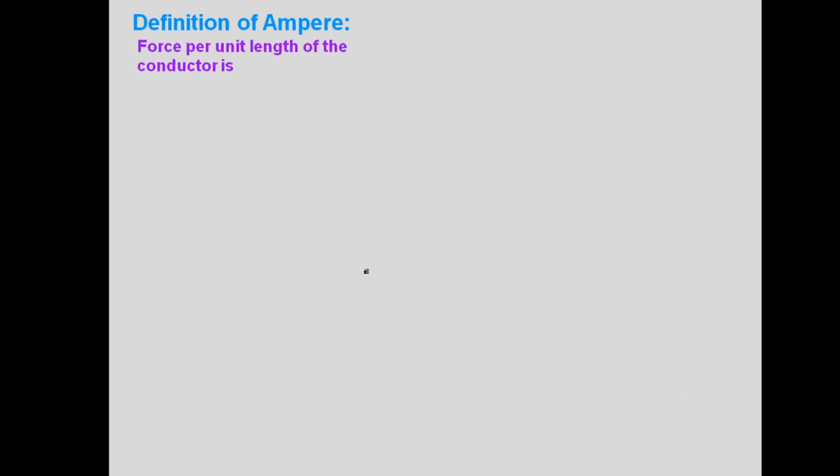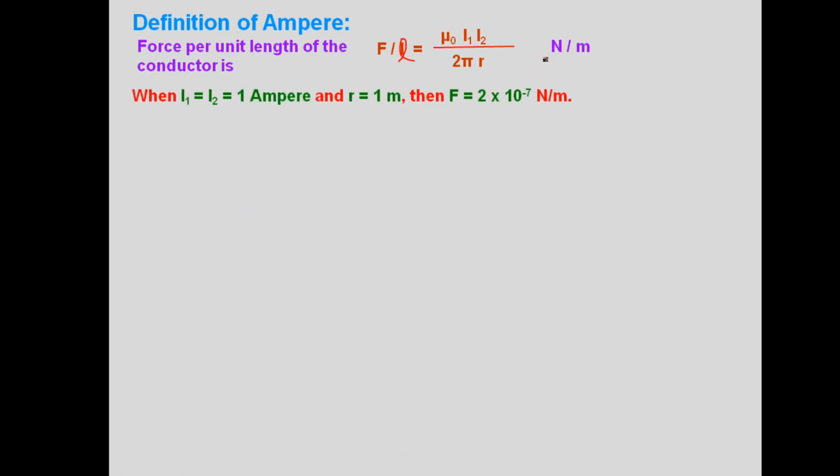The definition of ampere. The force per unit length of the conductor we have already calculated. So the force per unit length, F by L, is mu naught I1 I2 upon 2 pi A Newton per meter. Now if we consider the currents I1 and I2 as 1 ampere and the distance between the two conductors as 1 meter, then putting the values in this expression, we will get the result 2 into 10 to the power minus 7 Newton per meter.